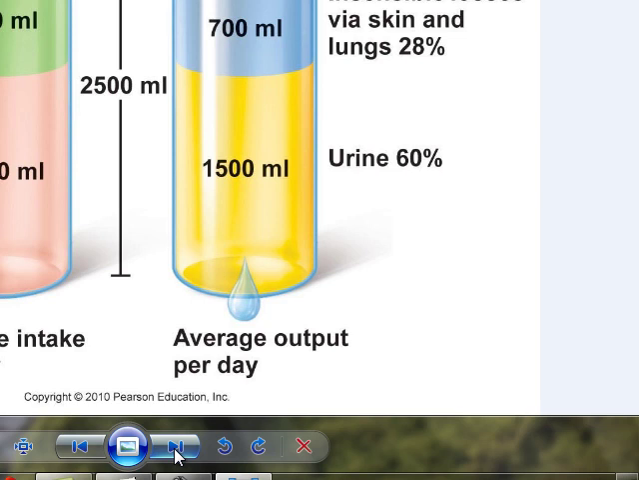So, what's the average daily output? They should kind of be equal, right? If I input too much and don't output enough, I'm going to mess up my what? I'm going to mess up pressure, I'm going to mess up osmolality, I'm going to mess up the composition of my fluid compartments. So input and output should kind of be equal on a daily basis. So I get rid of some of my water, 4% in my feces through the digestive system.